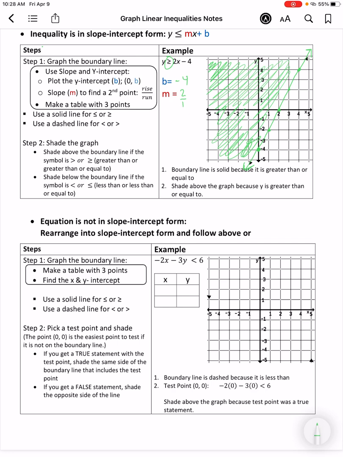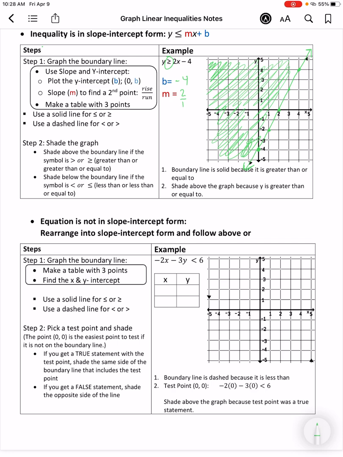Okay, another situation might be that our equation's not in slope-intercept form. We can change it to slope-intercept form, or we could do what's done here. In this case, we have what's called an inequality in standard form, ax + by and a c. Okay, and so we can do a couple of things. We can make a table, or we can find the x and y intercept. I like finding the x and the y intercept. To do that, we're going to replace the other value with 0.